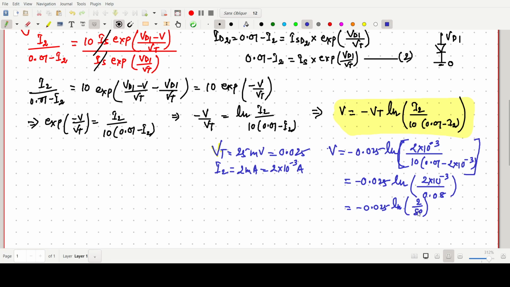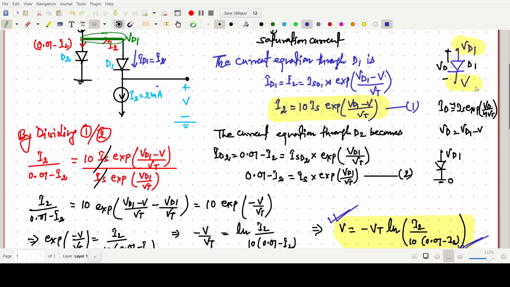Then 2 by 40, 1 by 40. So if we solve it in the calculator, it will nearly come to 92.2 millivolt. Okay, this is a simple calculation; the important thing is this expression. Now this V is given, so the first part is over. V will be 92.2 millivolt. For this one V will be 92.2 millivolt.